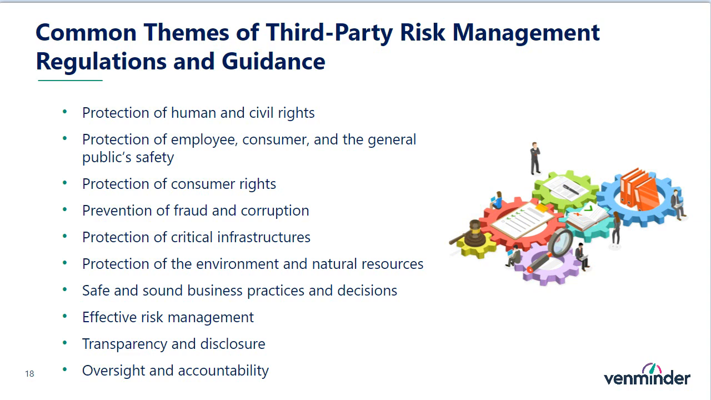But let's talk about the last three bullets here because they've really evolved out of issues like the financial crisis of 2008 and more recently the pandemic. And those are effective risk management, transparency and disclosure, and oversight and accountability. So with oversight and accountability, it's really important to make sure that there is someone accountable, that someone has their name on it if something goes wrong.